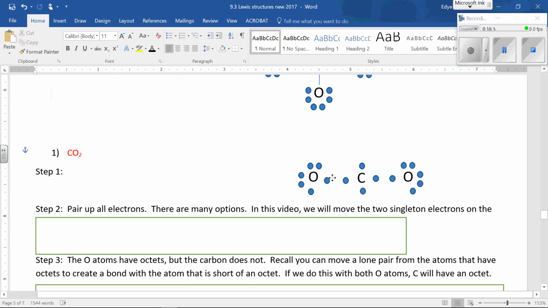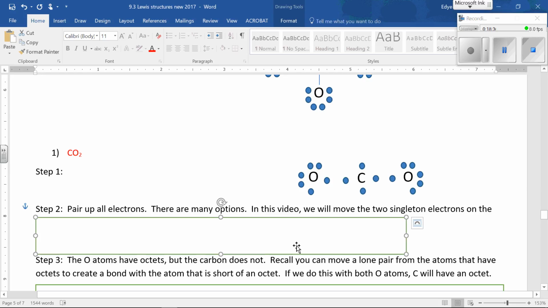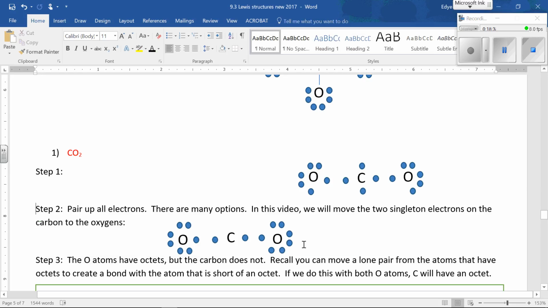Okay, time for CO2. Carbon has 4 valence electrons, oxygen has 6. So now I have to get all of these singletons paired up. So I have a singleton here, a singleton here, a singleton here, a singleton here. You can do this however you want. I just would choose to take this one and put it over on that oxygen, take this one, put it on this oxygen, and that would look like this.